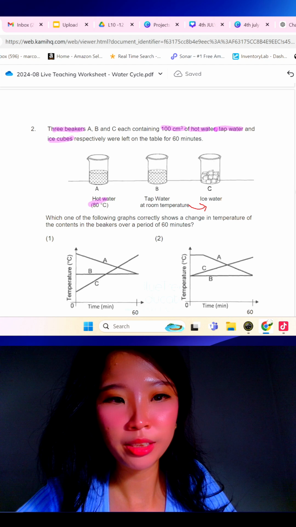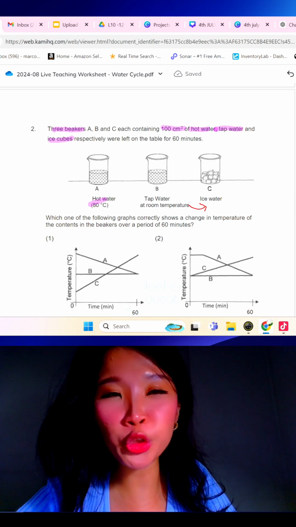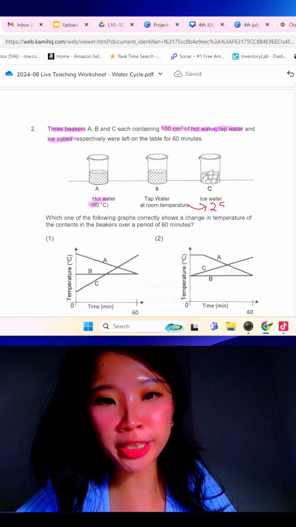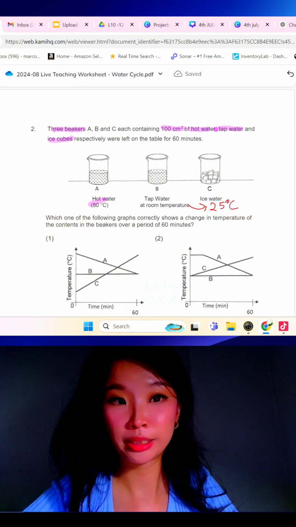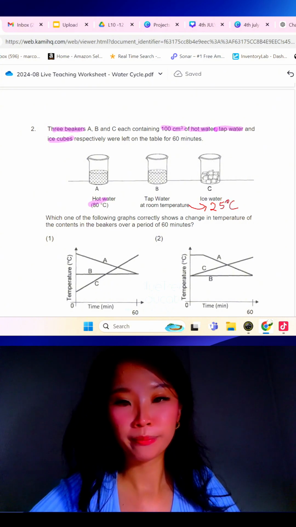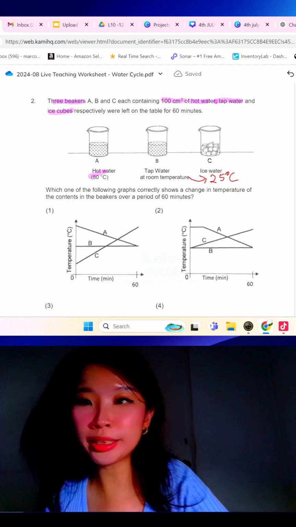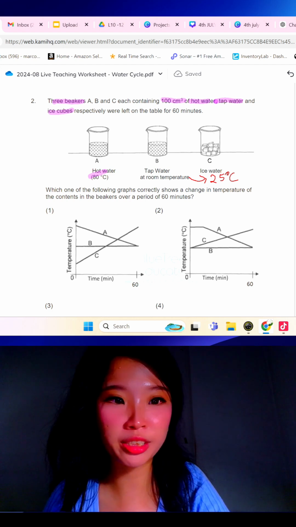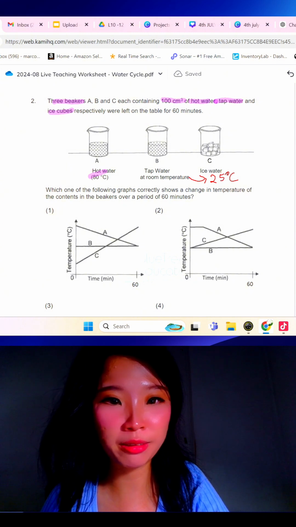Take note, usually room temperature is around 25 to 28, but I usually tell my students 25 degrees Celsius. Okay? So let's do it together. We don't need to do all, but take our time.